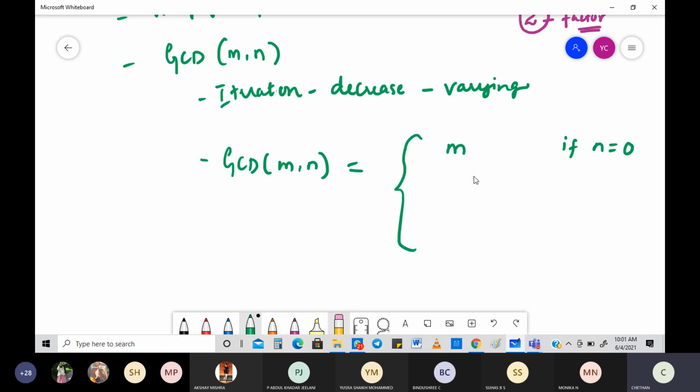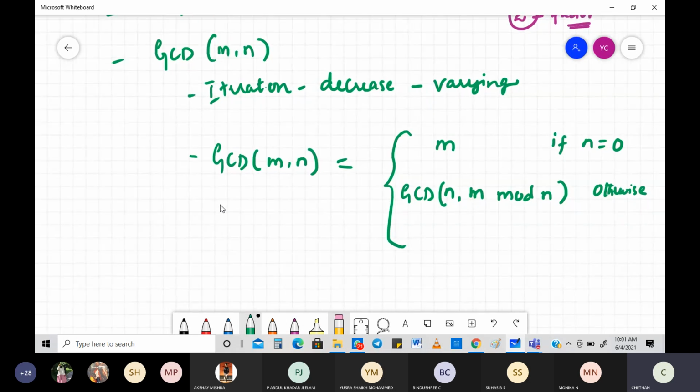Next, what is the other way? The GCD of n, comma, be careful here, m mod n, otherwise, if it is not 0, you are going to get an equation like this. This is a classic example of variable size decrease, the third aspect of decrease and conquer.